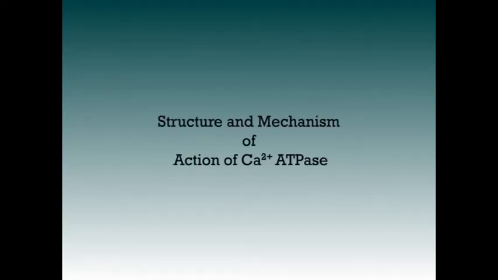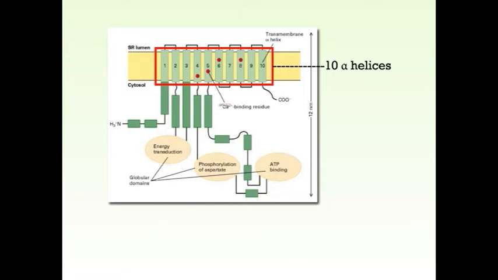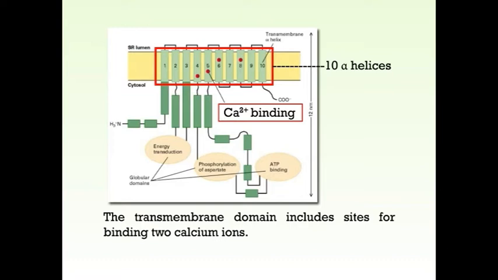Let's look into the structure and mechanism of action of calcium ATPase. SERCA is a single 110 kilodalton polypeptide with a transmembrane domain consisting of 10 alpha helices. The transmembrane domain includes sites for binding two calcium ions. Each calcium ion is coordinated to seven oxygen atoms coming from a combination of side chain glutamate, aspartate, threonine, and asparagine residues, backbone carbonyl groups, and water molecules.